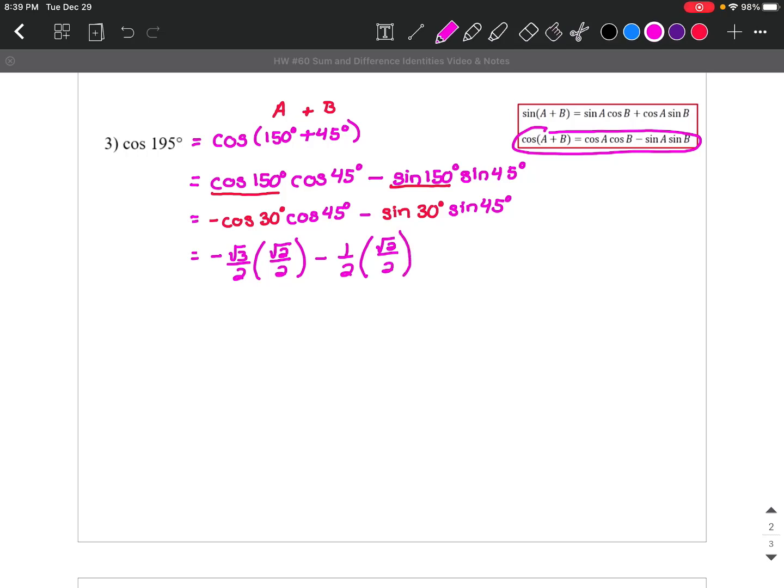Right off my chart. Okay, multiply. Negative radical 3 times radical 2 is negative radical 6 over 2 times 2 is 4. Minus 1 times radical 2 is radical 2 over 2 times 2 is 4. We have the same denominator, so it's negative radical 6 minus radical 2 all over 4. This is our special value. Okay, that's all there is to it.